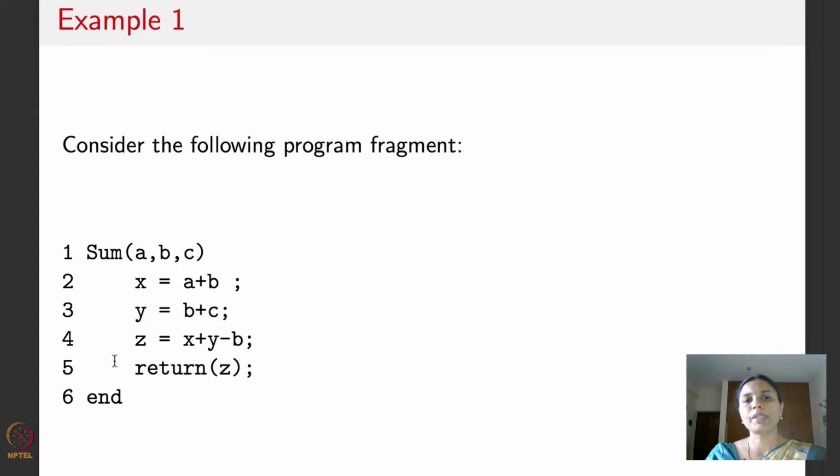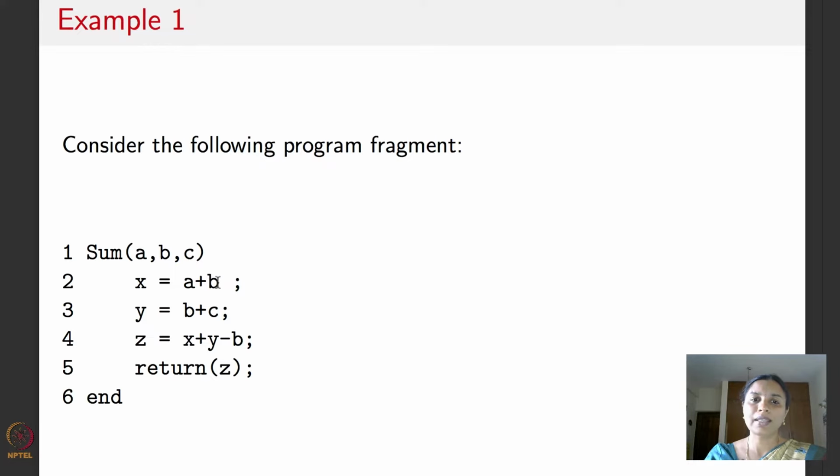Here is a very small piece of code. What does it do? It takes three numbers, A, B, and C. Don't worry about what their types are. It's not given here, and it's not important for us. Let's assume without loss of generality that they are integers. It takes these three numbers and computes the sum of A, B, and C, but it does it in this roundabout way.